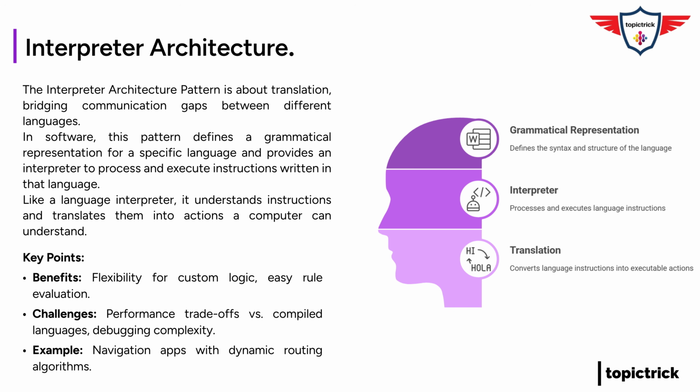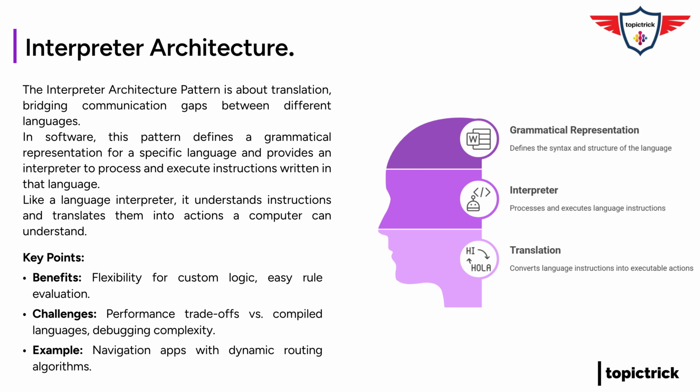So the interpreter pattern defines a grammatical representation for a specific language, right? And then provides an interpreter to process and execute the instructions written in that language. So like a programming language interpreter, right? Yeah. That reads and executes code line by line. Exactly. Think about Python or JavaScript. The interpreter takes that human readable code and translates it into instructions that the computer can understand and execute. That makes sense. What kind of applications would use this pattern?